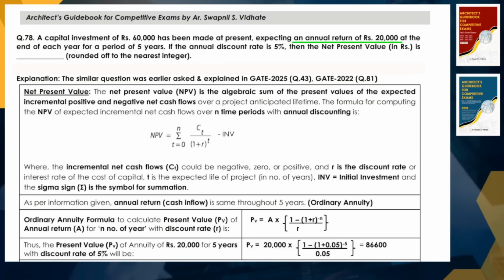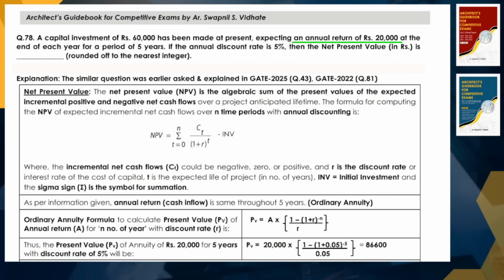The present value of the annuity of 20,000 for 5 years will be, as I just explained, PV, meaning present value, of the annual return of 20,000, the value of A is 20,000, multiplied by, in bracket, 1 minus 1 plus 0.05, because the discount rate is 5%, so 5 divided by 100 is 0.05, bracket raised to minus 5. Why have we taken minus 5? The value of n, that means the project life, is 5 years, so minus 5, divided by 0.05. By using a scientific calculator, you can calculate the value of PV. It will come to 86,600.